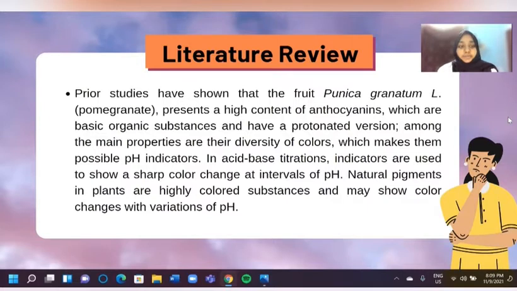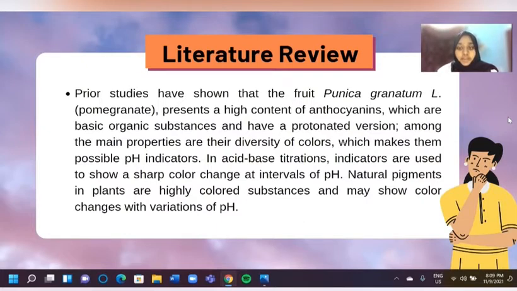Hello everyone, I'm Farheen and today I'm going to be talking about the literature review that we have prepared for this experiment. Prior studies have shown that the fruit Punica granatum, pomegranate, presents a high content of anthocyanins, which are basic organic substances and have a protonated version.